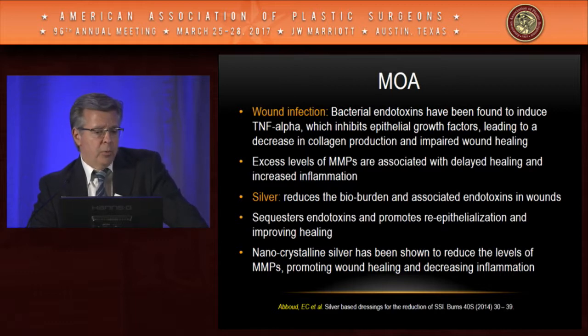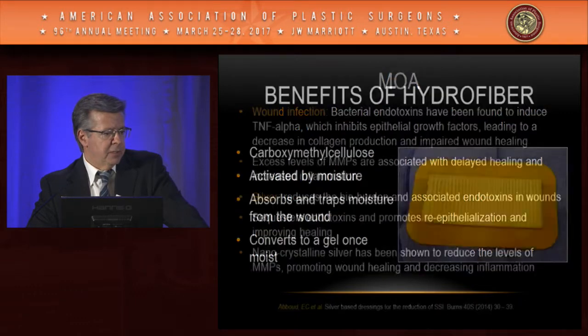And also with wound infections, the metalloproteinases are going to be associated with some of these delayed healing episodes and also cause some of the inflammation. Basically, what the silver does is it will sequester some of these endotoxins and then promote improved healing. And it's really shown to decrease the amount of inflammation and improve our overall outcomes and decrease surgical site infections.